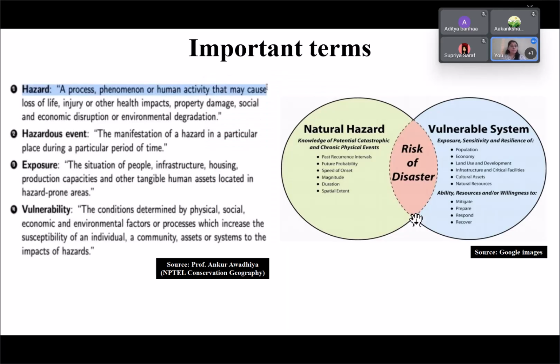Now, there are some terms which are very important when you talk about disaster and disaster management. When does a thing become a disaster? When it is not a disaster, and at that stage, what do you perceive them as?